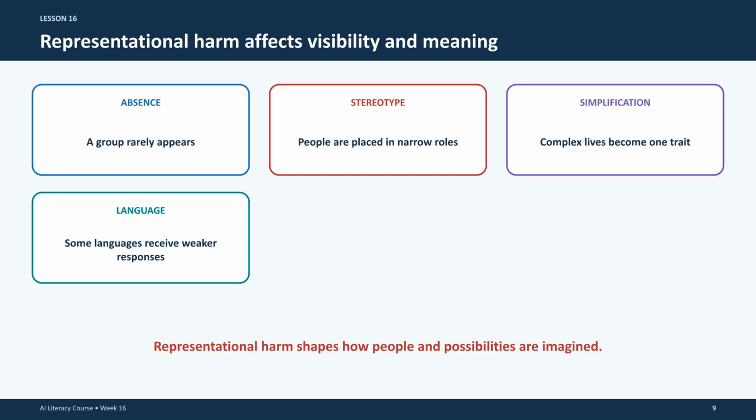Representational harm shapes how we imagine people and possibilities. When groups are absent, stereotyped, or simplified, it changes our understanding of the world. This type of harm is profound because it defines the boundaries of the status quo.